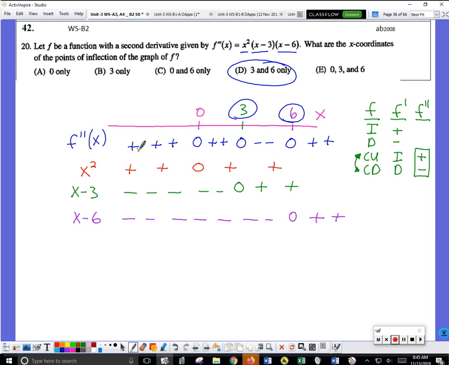And I just keep checking it. When I come over here to X equals 0, this factor has a value of 0. I've already figured out that this factor will have a negative value, and this factor will also be negative, so when they multiply, the F double prime value is 0. So that's how I get the entire chart for F double prime. Then I just interpret what I'm looking at here.